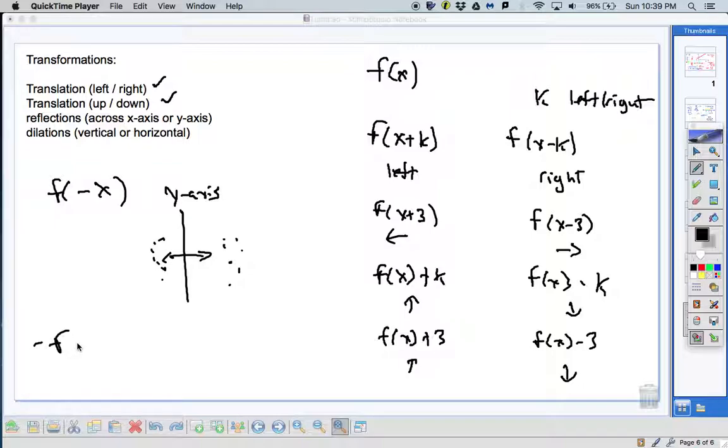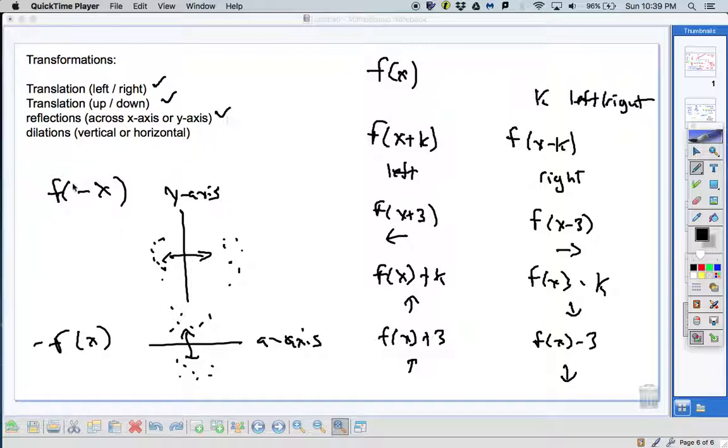Conversely, if we put that negative sign outside, this says all the y's switch. So I have all these y's down here. They're now up here as a reflection. So it's going to be a reflection across the x-axis. Okay, so when the negative's outside, it's a reflection across the x-axis. When the negative is inside, it's a reflection across the y-axis.